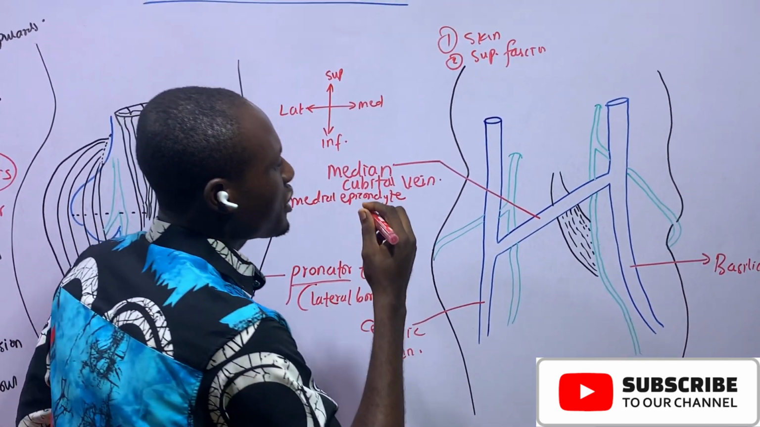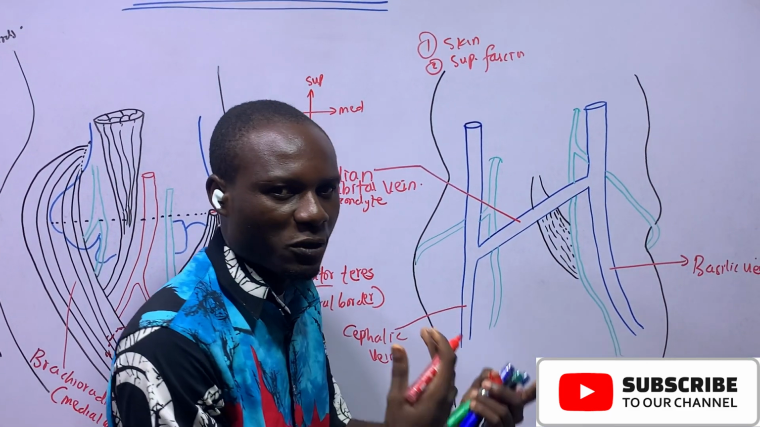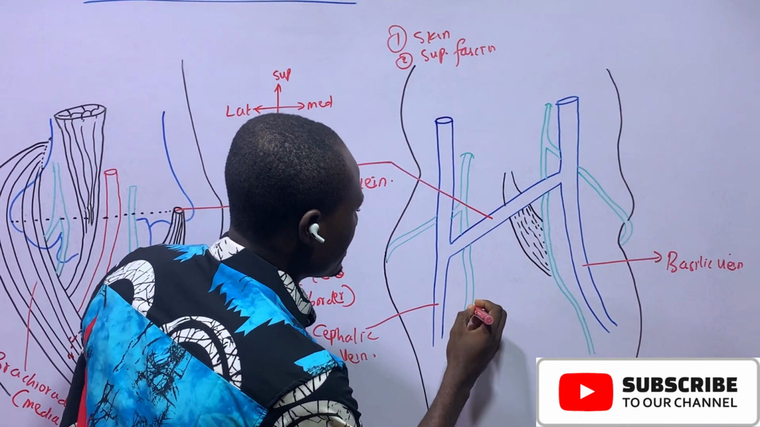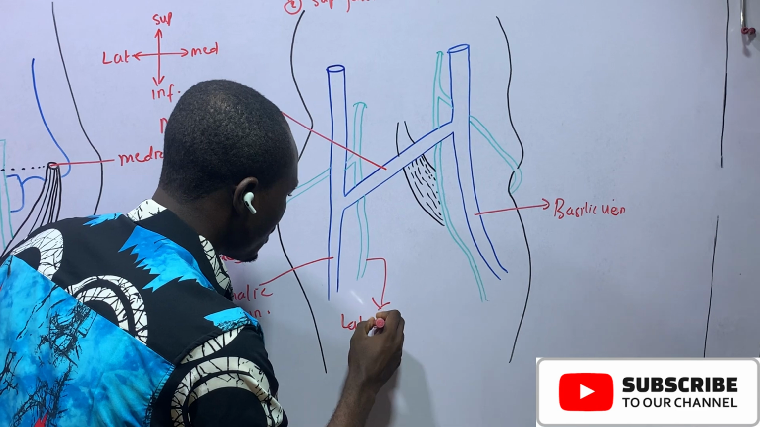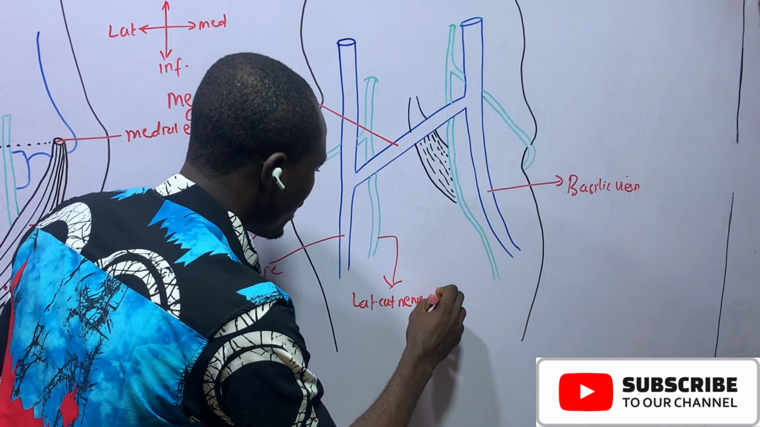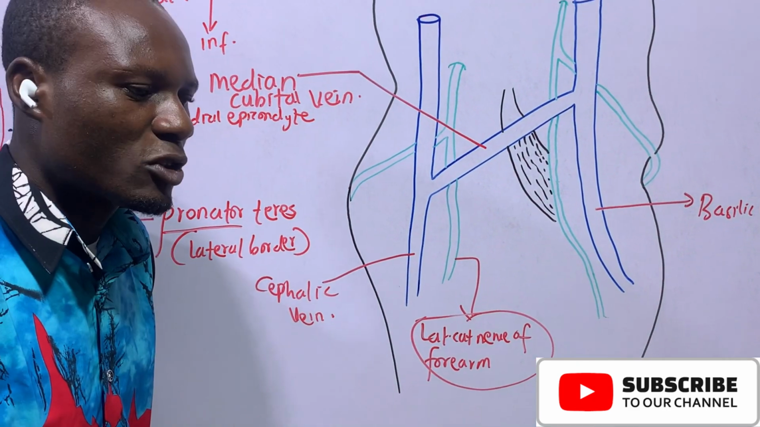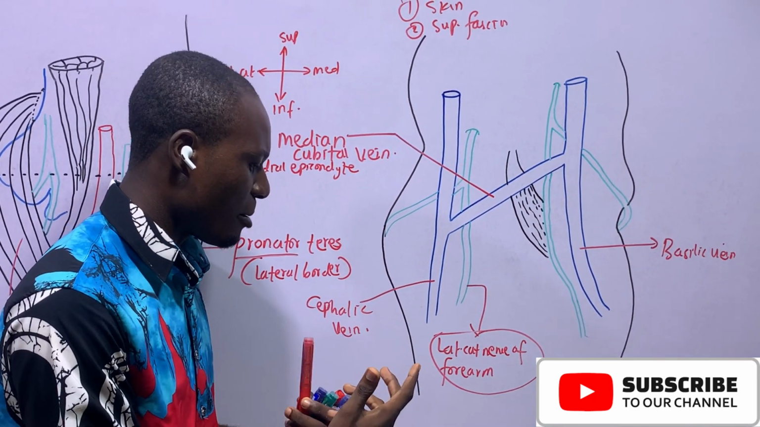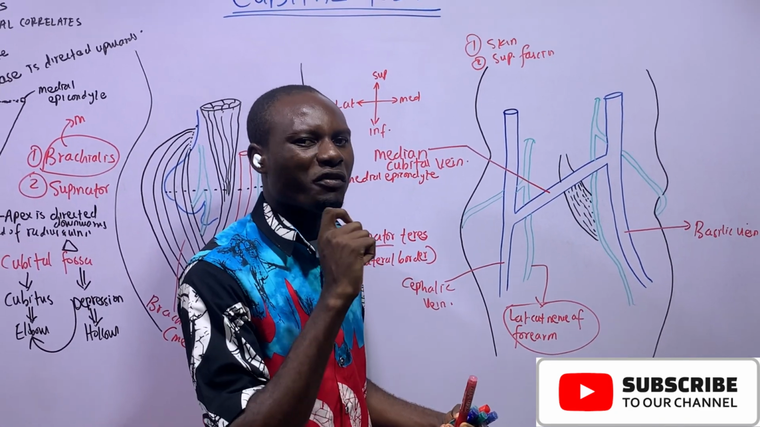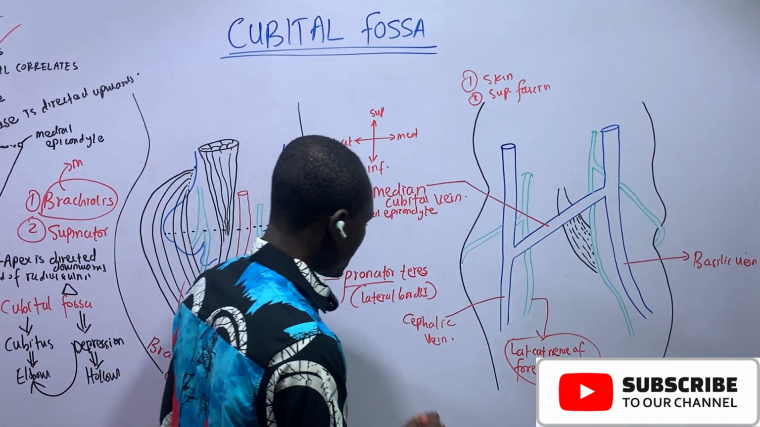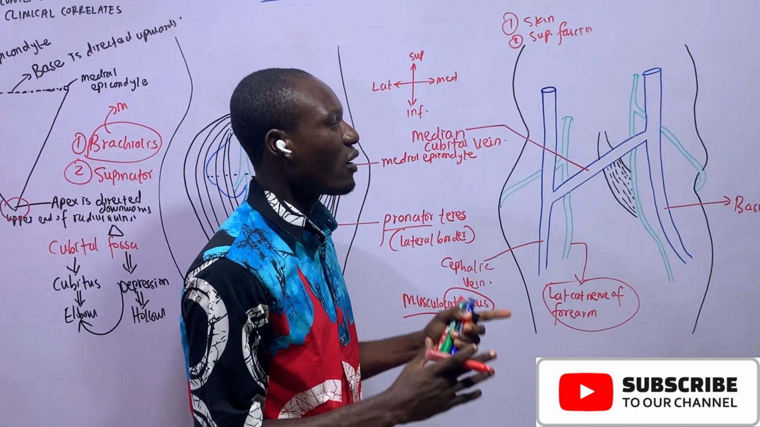In the superficial fascia, we're also going to find some nerves, and these are cutaneous nerves. This nerve right here is the lateral cutaneous nerve of the forearm. What is the lateral cutaneous nerve of the forearm? It is the nerve that supplies the skin over the lateral aspect of the forearm, and it is the distal continuation, the terminal part, of the musculocutaneous nerve. It forms part of the roof of the cubital fossa.